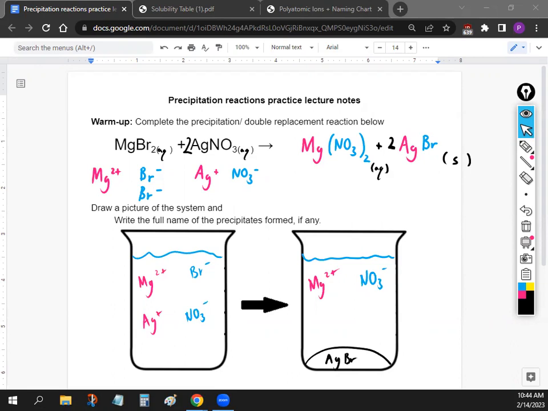So hopefully this is pretty familiar now, not too bad. As long as you get this part correct, the picture should come pretty naturally.